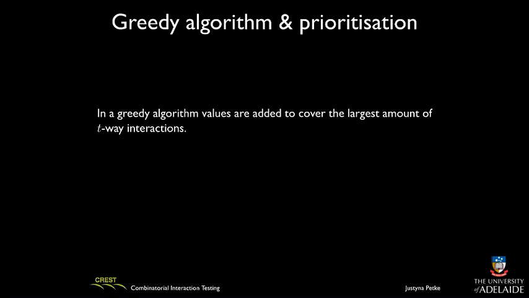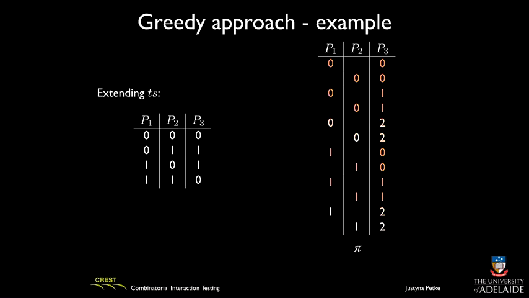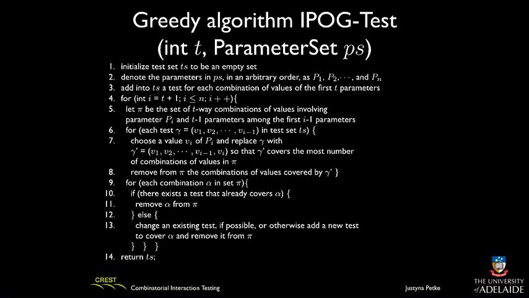And this is what the algorithm does. It adds the largest number of T-way interactions in each iteration. Very problem specific, but it's also guaranteed to produce a solution. Sorry, back here. So it will create a test suite.